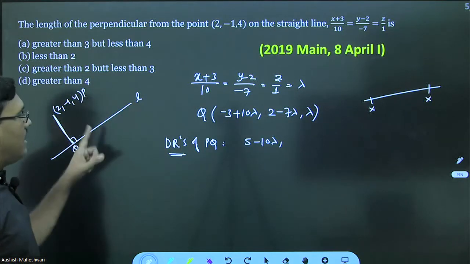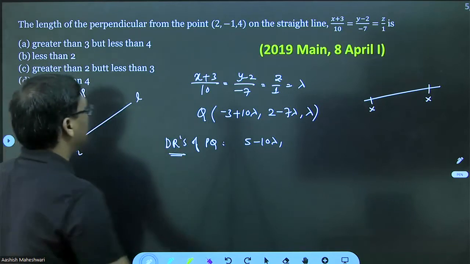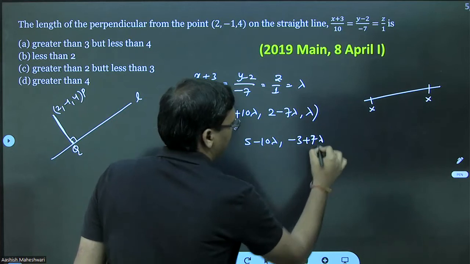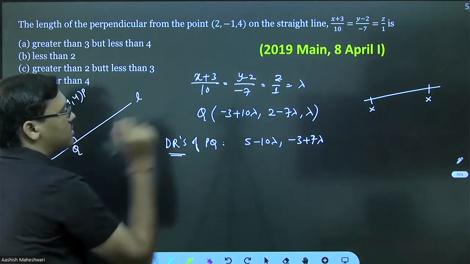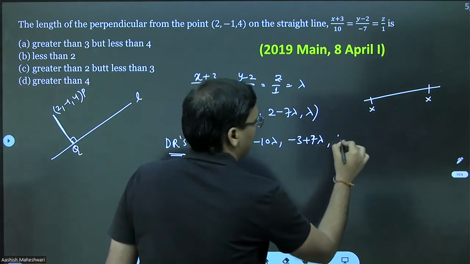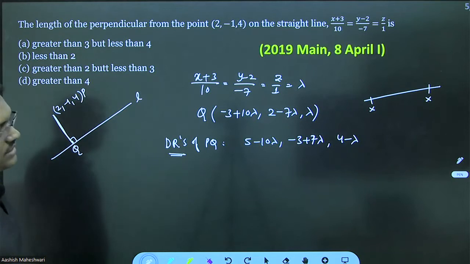So here I have subtracted this x coordinate, you can see. Then if I subtract the y coordinate, this is minus 3 plus 7 lambda. You can check the calculations. Minus 1, minus 2, plus 7 lambda, right? And this is plus 4 minus lambda. I hope this is clear.